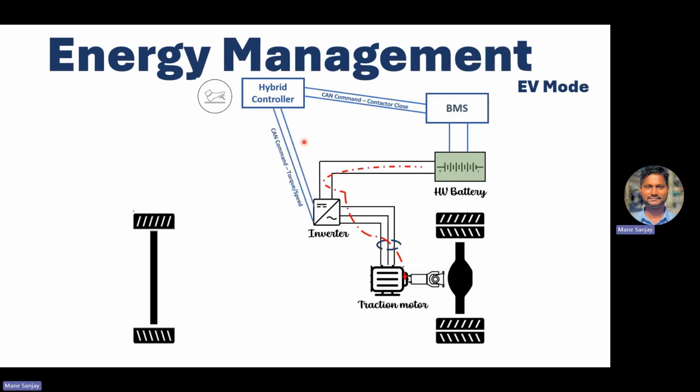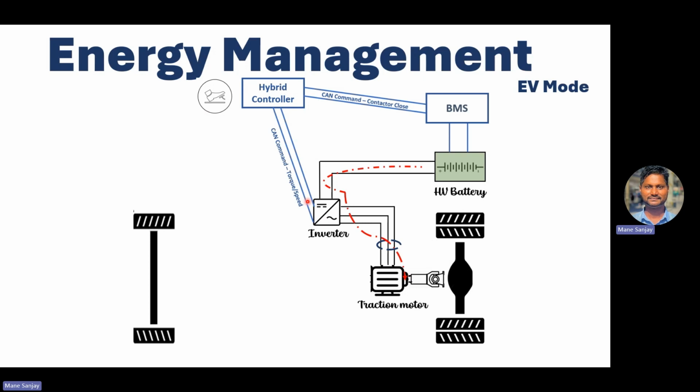So if the driver is pressing the throttle, the hybrid controller receives, either from the engine over CAN in the EEC1 message, the accelerator pedal position, or sometimes the accelerator pedal is directly connected to the hybrid controller. So it knows how much power the driver is expecting. Is the driver pressing the throttle aggressively or smoothly? What is the percentage? Based on that, it sends a command, either a torque command, to operate the traction motor in torque mode or speed mode.